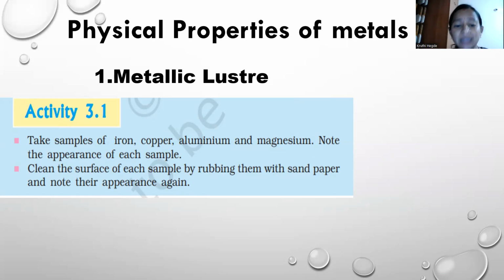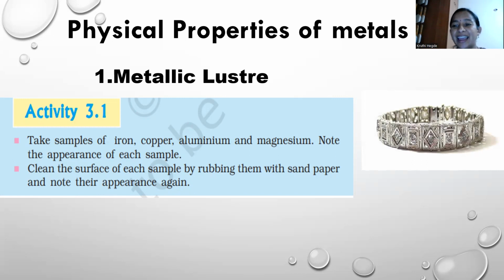The second point is one of the activities from our NCERT textbook. Clean the surface of each sample by rubbing them with sandpaper and note their appearance again. When you note its appearance, definitely they'll have shiny property. A newly purchased copper wire for various electrical purposes will have a shiny surface. Gold, definitely, will have a shiny appearance. Silver ornaments that we wear will have a shiny appearance. Platinum is also a metal with a shiny appearance. Aluminium foil, which we generally use for wrapping food items, will also have a shiny appearance, that is lustrous property.